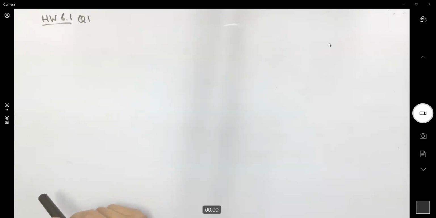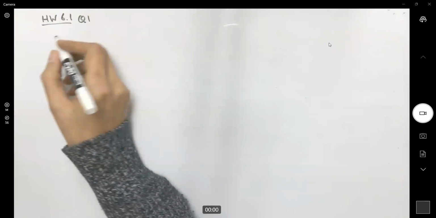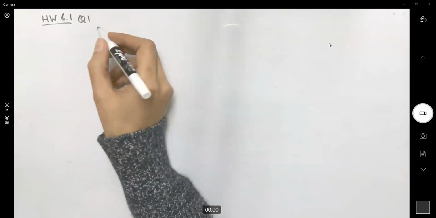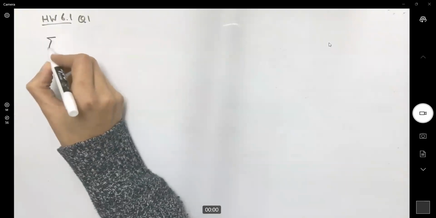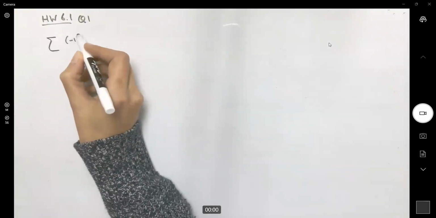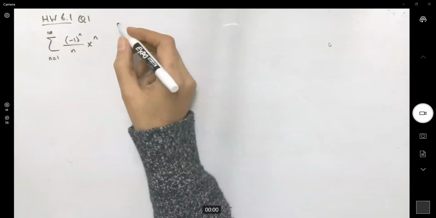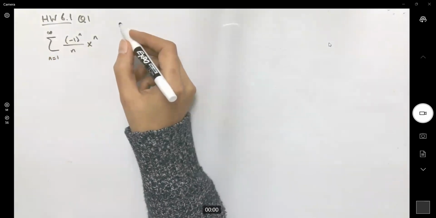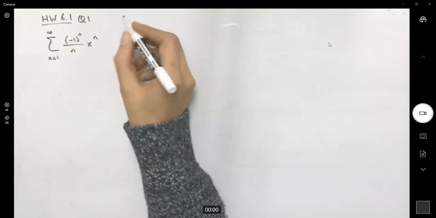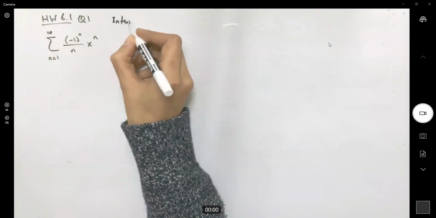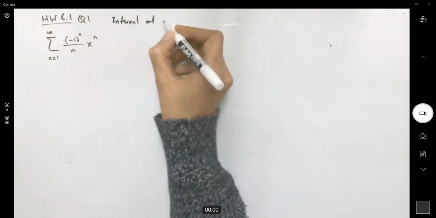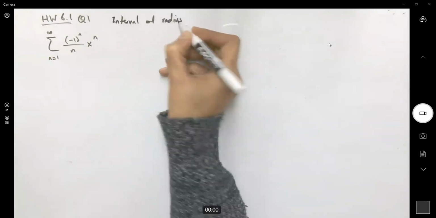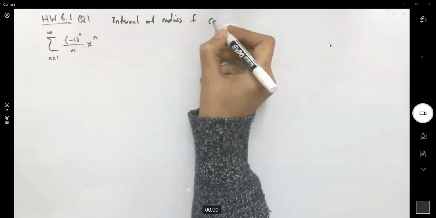Very good. Let's take a look at homework 6.1, question 1. Well, we are going back to elementary calculus. It says, suppose you have the series sum of (-1)^n x^n / n, starting from 1 and going to infinity. And the question says, what is the interval and the radius of convergence?